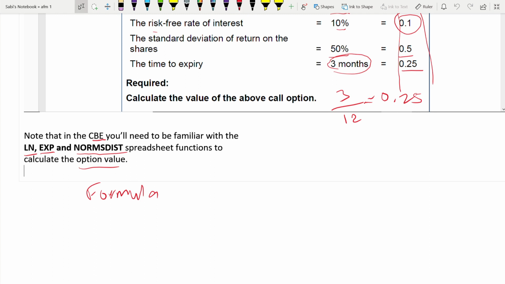But for your understanding, this is the first time I'm going to do a question, and I'm going to show you how to use it in the formula. That's why I'm writing down the formula for you guys.